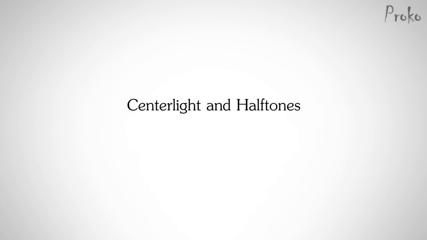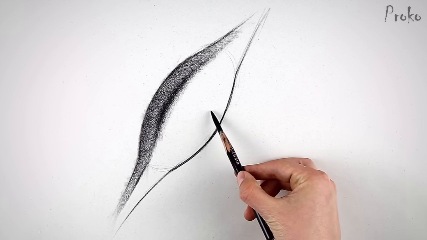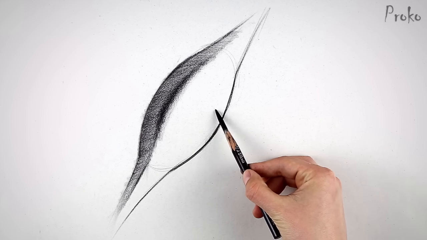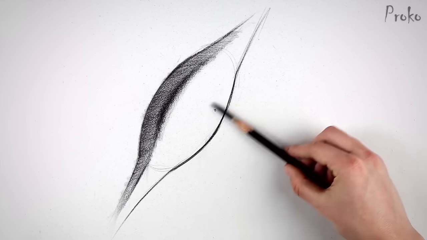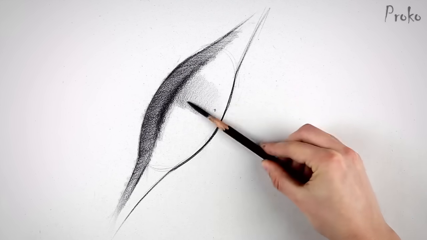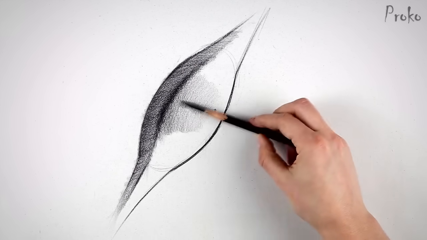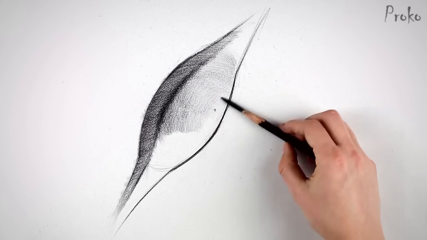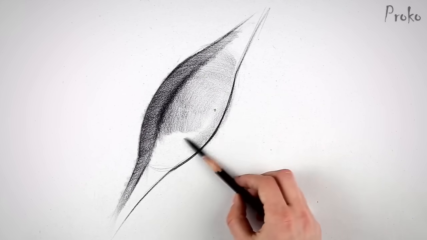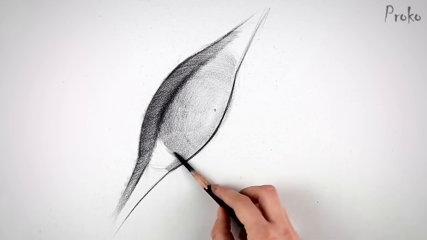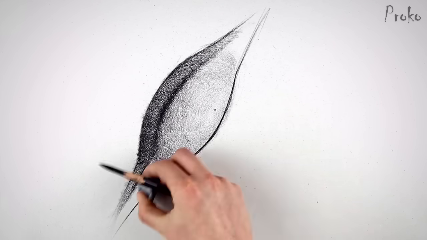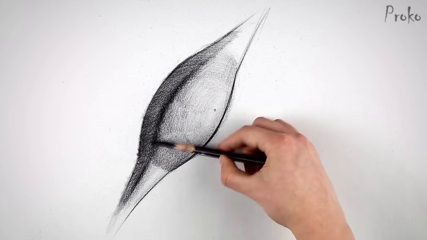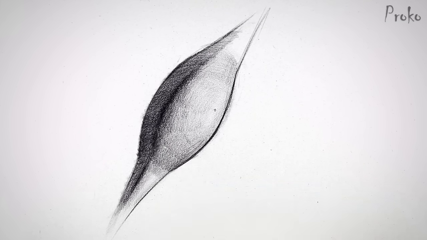Center light and halftones. Next, identify the point of the center light. This is the point where the plane faces directly to the light. The halftones appear as a gradation, darkest near the core shadow and lightest at the center light. So I'm thinking about how these planes get lighter as they wrap around towards the center light. Then down here, the planes start to turn downward, also getting darker. Once we get to the cylinder of the tendon, the planes turn back to face forward.